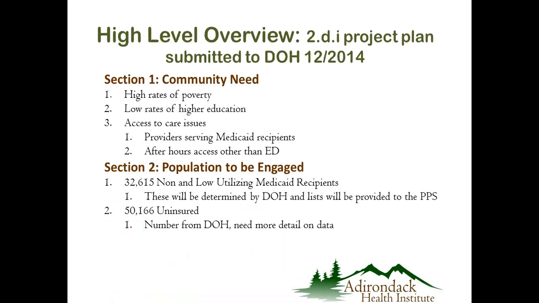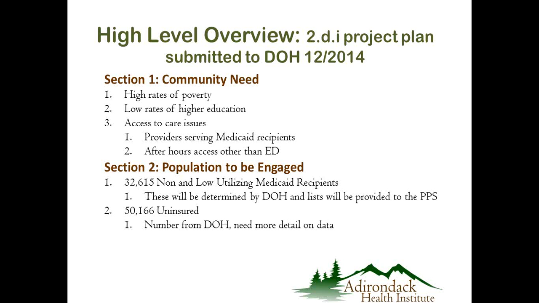I also wanted to let you know what we've submitted to the Department of Health. Section 1 is the community need piece, which helped the Department of Health understand why we chose to engage in what is known as the 11th project, 2DI. When we look at our social determinants of health, as we've talked about in the past, we have high rates of poverty, low rates of higher education, and some access to care issues. All of these create issues for people in improving their own health outcomes.